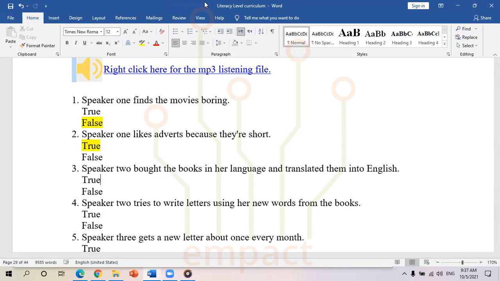False, Miss. Yes, false. Because as you heard, she said, I would like to buy English books and then I would translate them into my language. But this question is the opposite. They wrote, speaker two bought the books in her language and translated them into English. No, she said, I would like to buy books in English and I will translate them into my language. But nobody knows what her language is. Maybe German, maybe Turkish, any language. So this one is false.